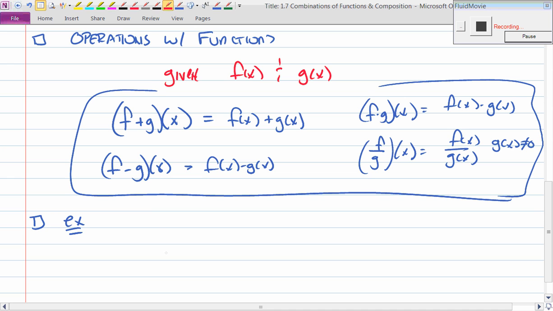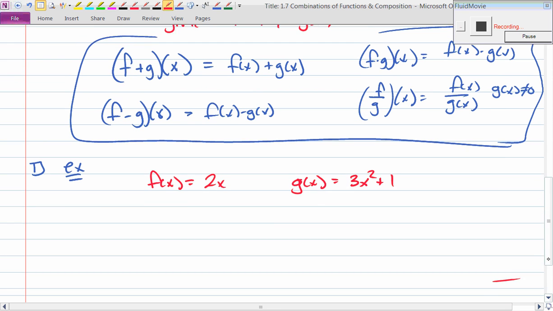And I'll give you some functions. Let's define f of x to be, how about 2x? And then g of x, we'll define it as 3x squared plus 1. What type of function is f of x?